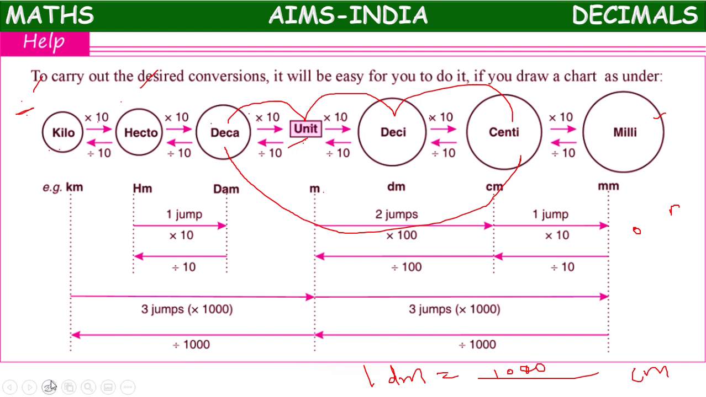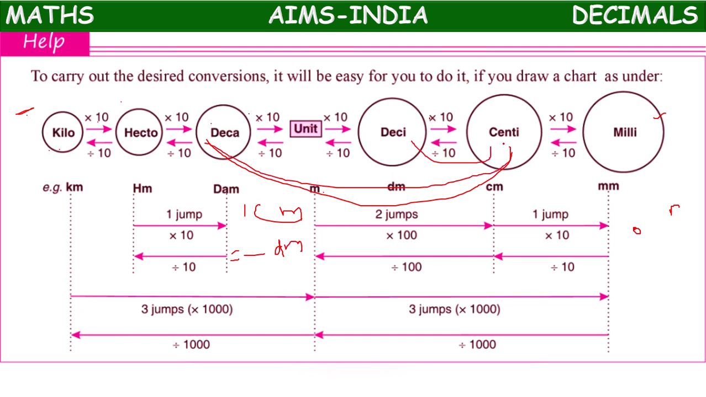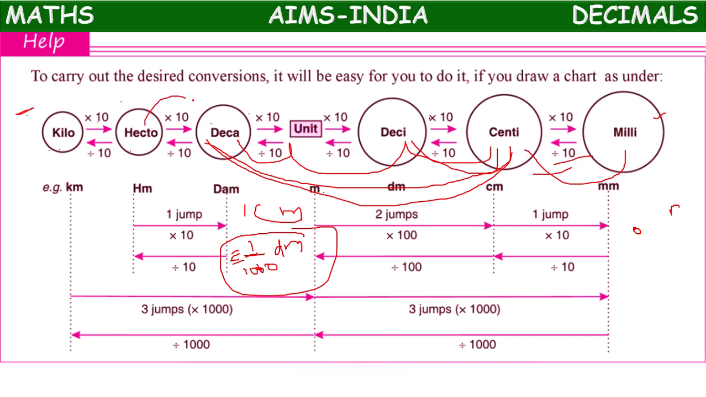Suppose they ask in reverse manner, from centi to deca: 1 centimeter equals dash decameter. So centimeter to decameter, how are you moving? Lower to higher. 1, 2, 3. You are taking 3 jumps, so you have to divide by 1000. 1 by 1000 decameter. So while moving from lower to higher, you have to divide by 10, while moving from higher to lower, we have to multiply by 10. This rule we have to follow while doing the conversion of units.